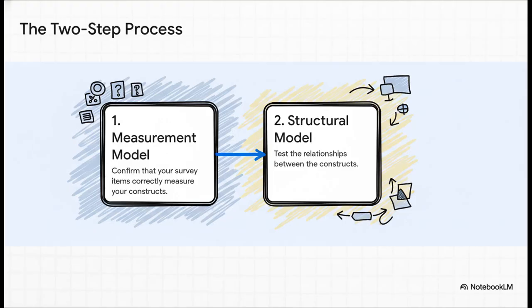And that brings us to what's known as the classic two-step process in SEM. Think of it like this. Step 1 is building the measurement model. This is all about proving that your tools, like your survey questions, are actually measuring what you think they're measuring. You've got to make sure your ruler is accurate before you measure anything. And only when you've nailed that down, you move on to step 2, the structural model. That's the fun part, where you actually test your big theory about how all these ideas are connected.